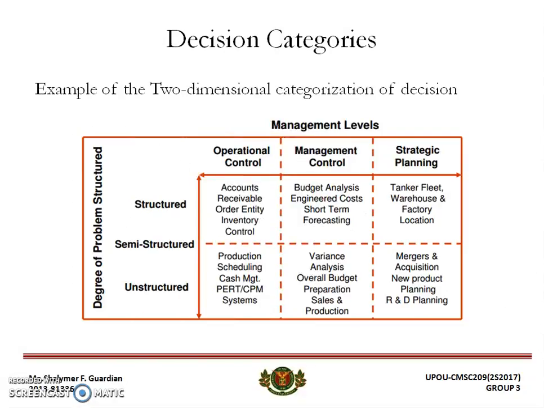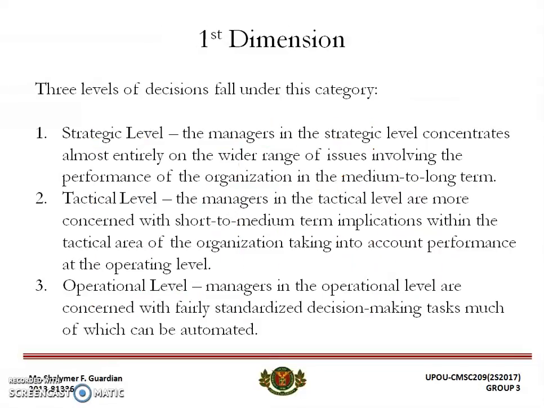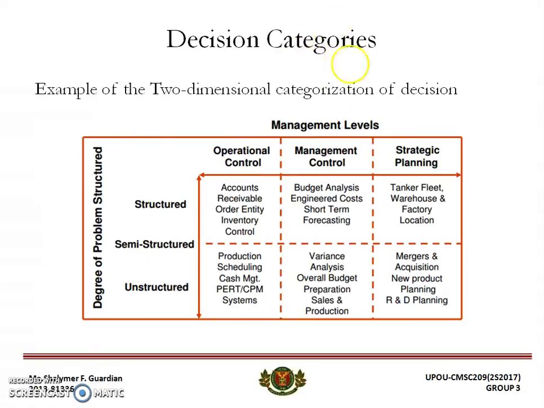This is an example of the two-dimensional categorization of decision. Basically, the categories or levels of decision that fall under the first dimension are also called the management levels, which is the same as what was discussed in Module 1: strategic, tactical, and operational management. The second dimension is the degree of problem structure, which is structured, semi-structured, and unstructured, which will be discussed later on.